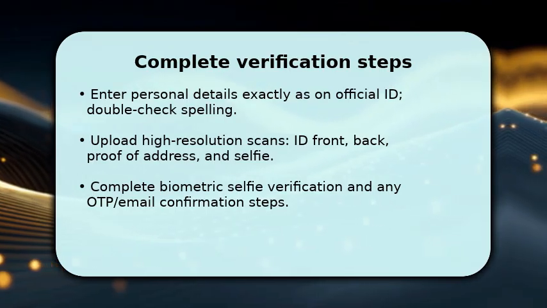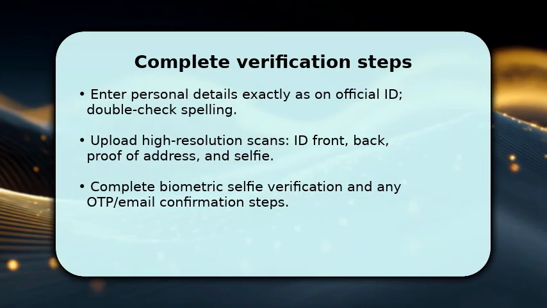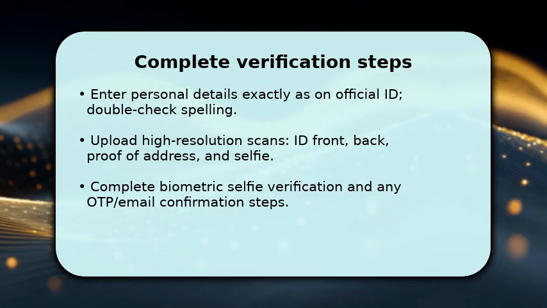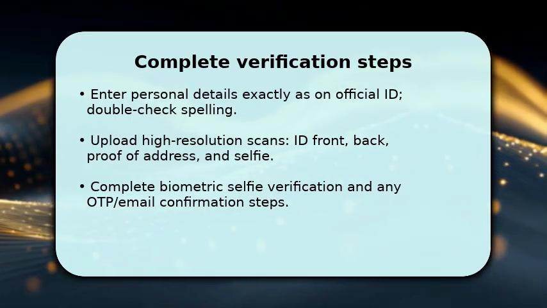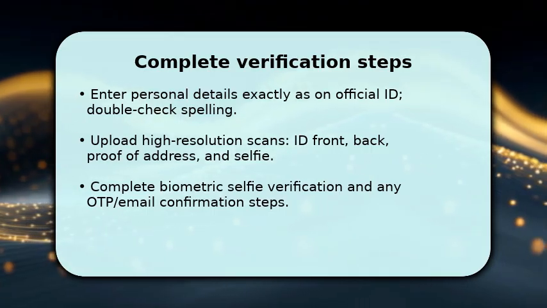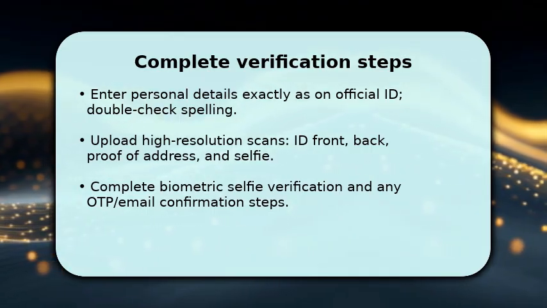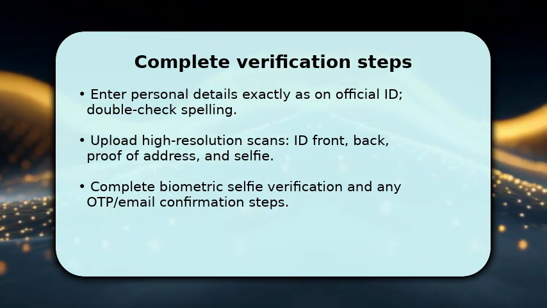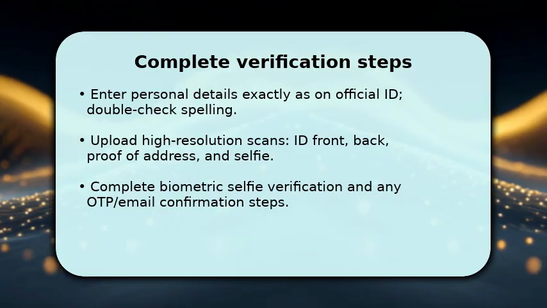Next, upload clear, high-resolution images of the ID front and back, your proof of address, and take the required selfie. Follow on-screen framing guides. After uploading, complete biometric matching and respond to OTP codes sent to your phone or email. If a field flags, correct it immediately and resubmit the single corrected document to avoid repeating steps.